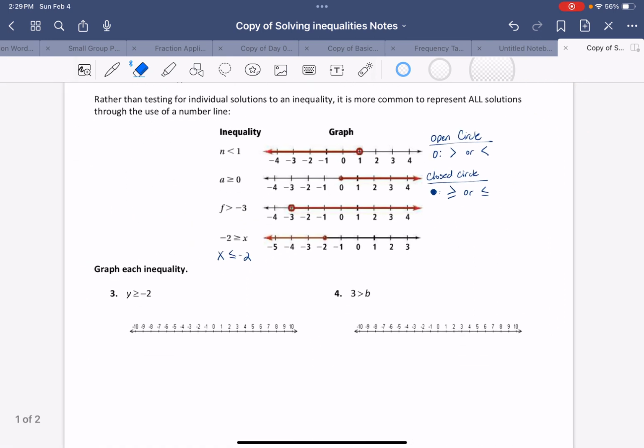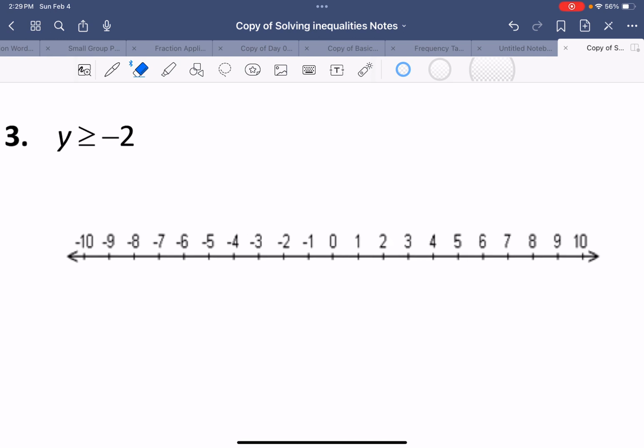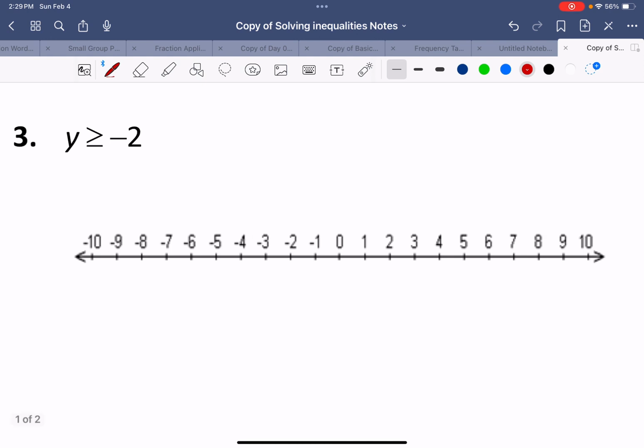Okay? All right, so let's do some quick examples here. In this example, y is greater than or equal to -2. The first thing I would do is figure out, well, what's my symbol? Am I open circle or closed circle? If you said closed circle, good job. So let's find -2 and create a closed circle. It says y is greater than or equal to -2, so all my solutions are going to be greater than or equal to -2. Okay? So your graph is going to look like this.